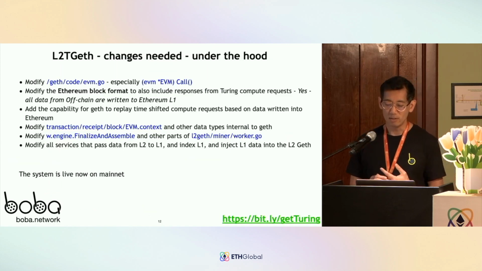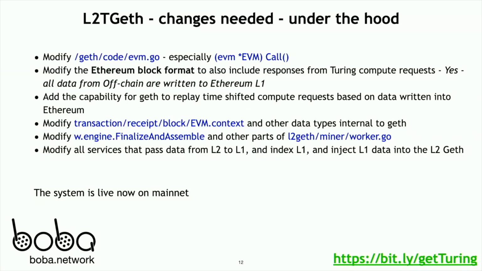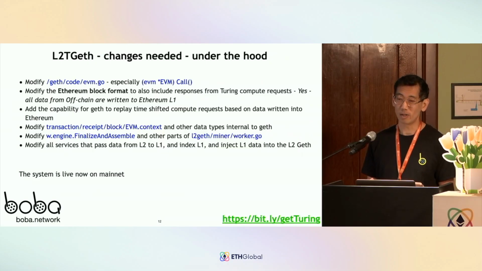It's taken us a while to roll this out on our mainnet because there's a lot of work that needed to happen under the hood. These are some of the changes that we needed to make. We modify EVM Go and modify the Ethereum block format to include the responses from off-chain APIs, and all of the data from off-chain APIs are written back to Ethereum layer 1. So as a result, we put a limit on the size of the response string that comes back. Otherwise, these calls could become really expensive.